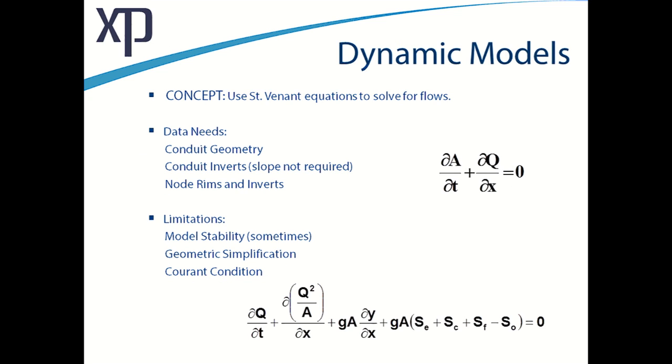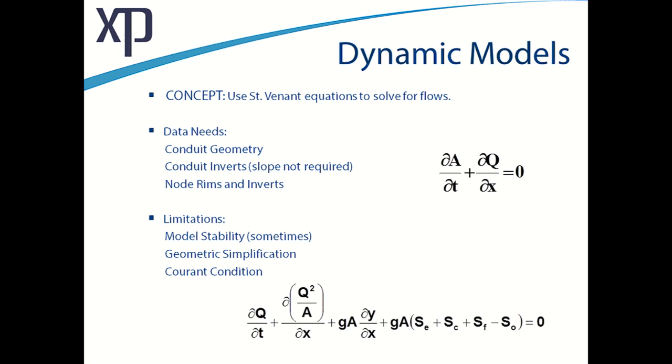So XP Swim is a dynamic model. We do solve the full St. Venant equations that you see here. The mass balance is the one I'm putting my mouse on right now, and that is at the nodes. And then we have the momentum equation, which is down here, and that is at the links. If we were to eliminate the first 3 terms, that's what the kinematic wave is, in addition to the one we looked at, which was Manning's.